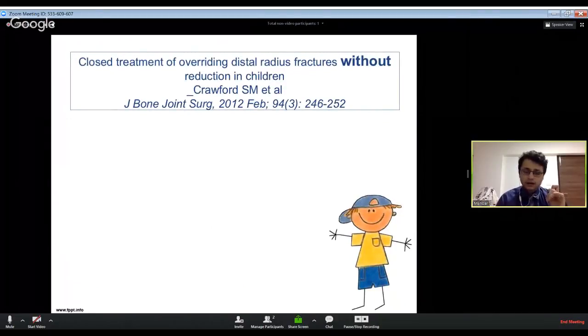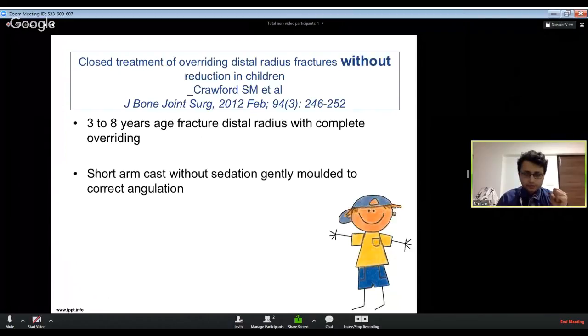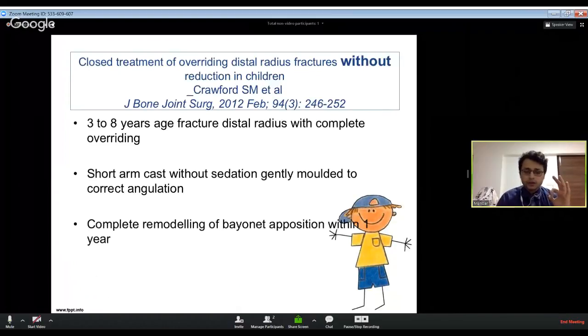Well, there is an excellent article written by Crawford et al., which has come out from Hawaii, about the closed treatment of overriding distal radius fracture without reduction in children. So what did they do? The age range was about 3 to 8 years with a distal radius fracture with complete overriding. They just gave a below elbow cast without sedation. They gently molded it to correct angulation.